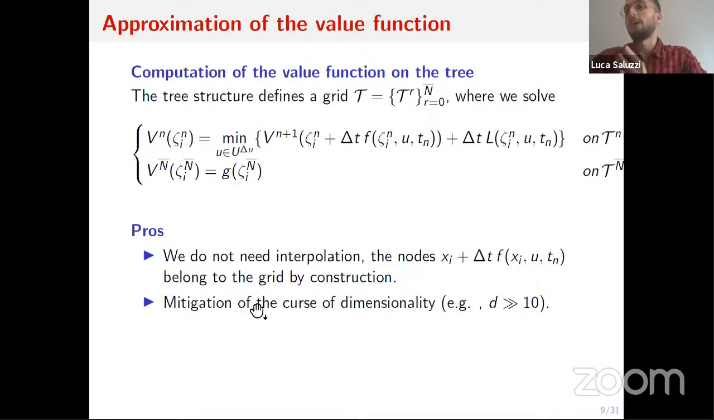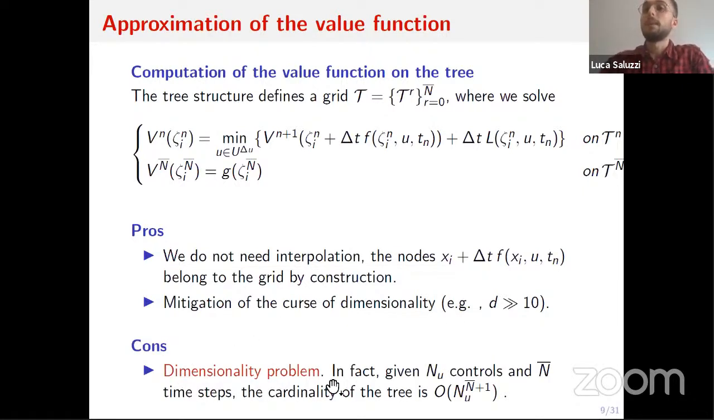Moreover, we will see that we are mitigating the curse of dimensionality. Without the application of model order reduction techniques, we can easily deal with dimensions much bigger than 10. There is still a con, so there is still a dimensionality problem. You see it's a tree: given N_U controls and capital N time steps, the tree is growing exponentially as N_U to the power N. As I told you, each level is N_U to the power n, so the tree is growing exponentially, and this is a problem if we want to reduce the time step.